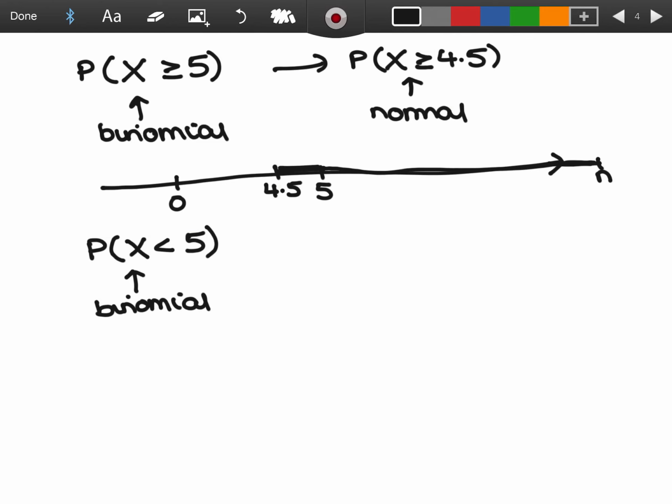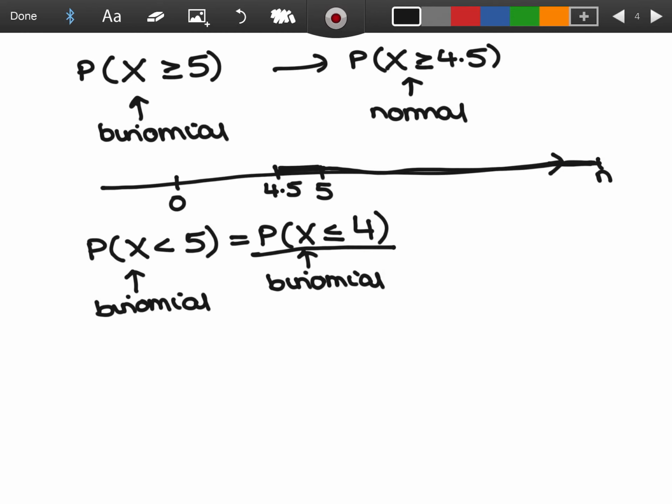So I want the probability that I have less than 5 successes. Well, if I've got less than 5 successes, that's the same thing as saying that I have less than or equal to 4 successes. If I've got less than 5 successes, the most amount of successes I can have is 4. So I'm still in binomial at this point. I haven't done any continuity correction. I'm now going to use continuity correction and get this into normal distribution.